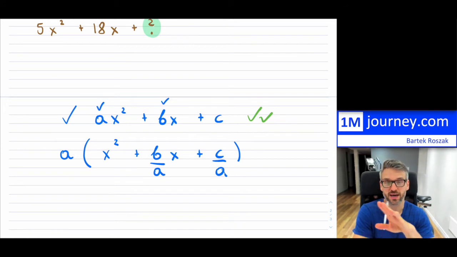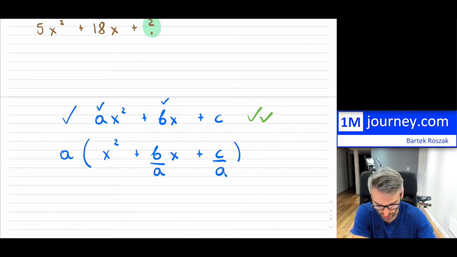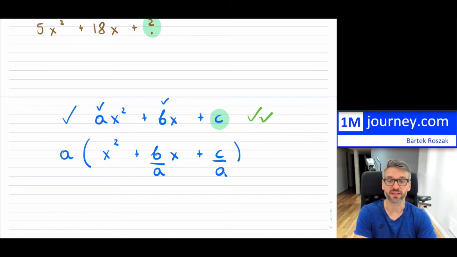Now to clean this up, because I don't like looking at this b over a and then the c over a, because remember, our goal is ultimately to be able to find the c, because a and b are given, so they're just basic numbers.